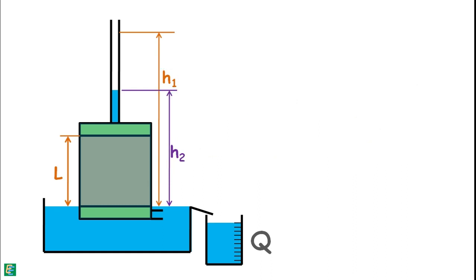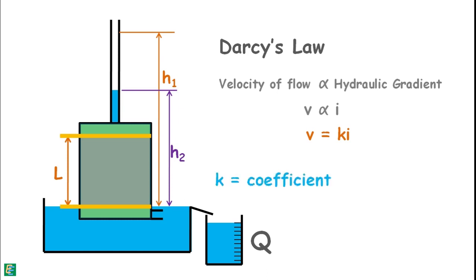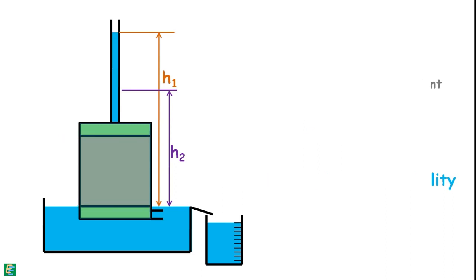Now, for this system, we may apply Darcy's law, which states that the velocity of flow of a liquid between 2 points in the soil is directly proportional to the hydraulic gradient applied to it. K is added as the proportionality constant, which is called the coefficient of permeability of soil. We also write the law for discharge rate as this.